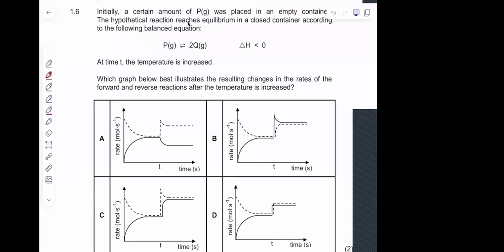All right, so the answer for 1.6 is B. If you got it right, give yourselves a round of applause. If not, don't panic. There's more questions for you to do. Let's look at why B is the correct answer, right? So B is the correct answer.